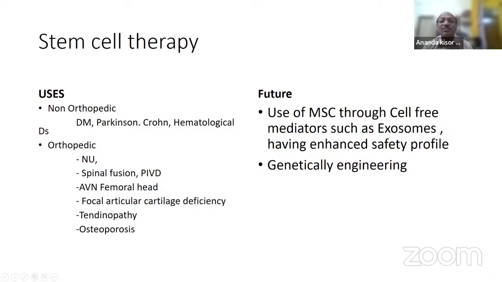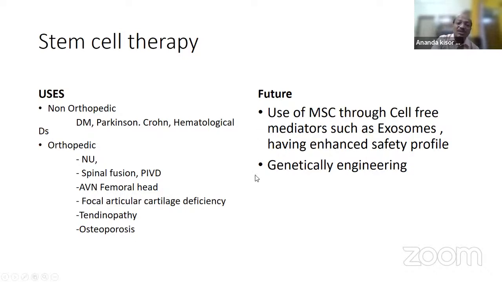Now, what is the future of the mesenchymal stem cells? Now, use of mesenchymal stem cells to the cell-free mediators, like the exosomes. So, without cells, only the exosomes, which are extracted from the cells, can be transfused into the host for changing the function of these particular organs. That can be used in the future.